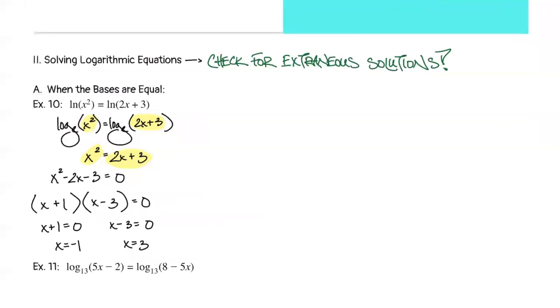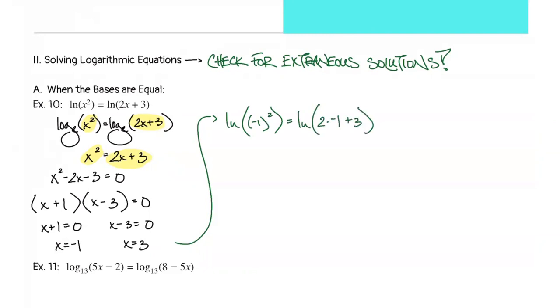What that means in less fancy words is you're going to take your answer and plug it back into the very original question. And if the left side equals the right side, you are good to go. So here's our check. Let's write it out for the first one. If I were to check x equals -1, I would get natural log of -1 squared equals natural log of 2 times -1 plus 3. Let's just make sure that works out.